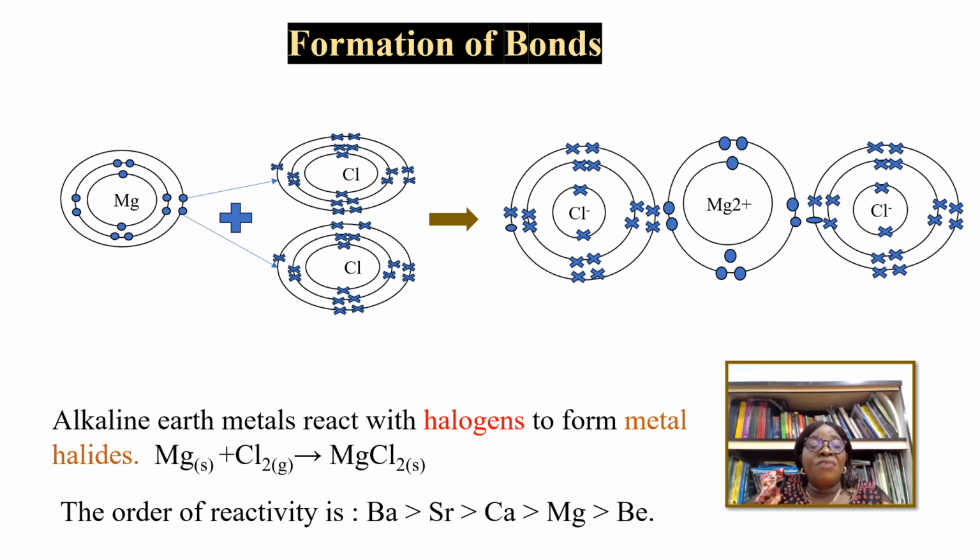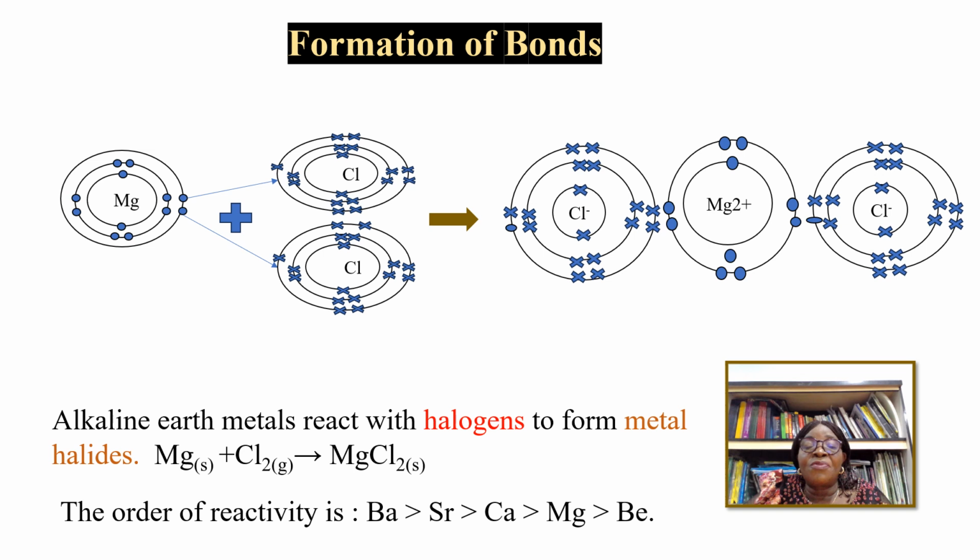Formation of bonds. We have here the alkaline earth metals. They react with halogens to form metal halides. We have an example of magnesium reacting with chlorine to form magnesium chloride. In this bond formation, we can see the outermost shell of magnesium with 2 electrons willing to form a bond with chlorine. And chlorine has 7 electrons in its outermost shell, so it needs 1 more electron to form the inert pair, for it to be complete.